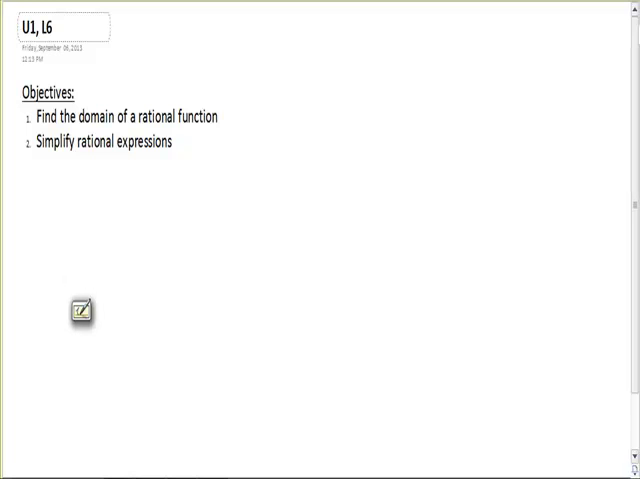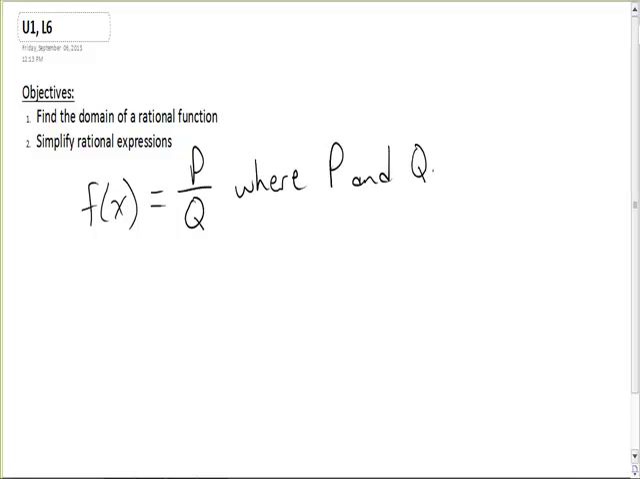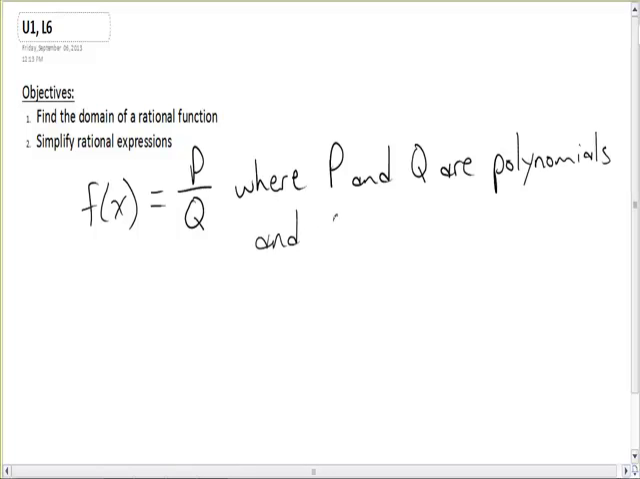Let's get started. First of all, what is a rational function? A rational function is any function, and I'll just use function notation here. Remember, f of x means the same thing as y. That's just function notation for y. That is equal to P over Q, and I'm using capital P and capital Q here just as letters, where P and Q represent polynomials. And another important characteristic, Q is not equal to 0. Right? Because we can't have 0 on the bottom of a fraction, can we?